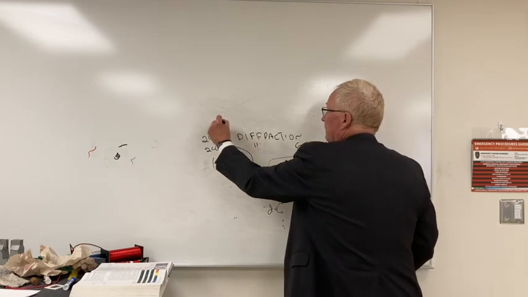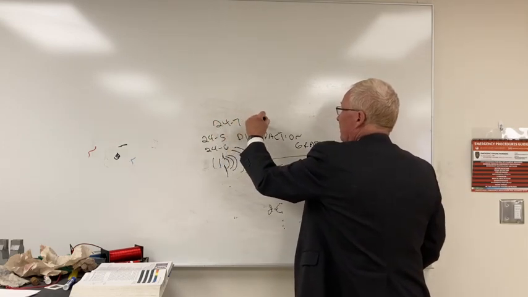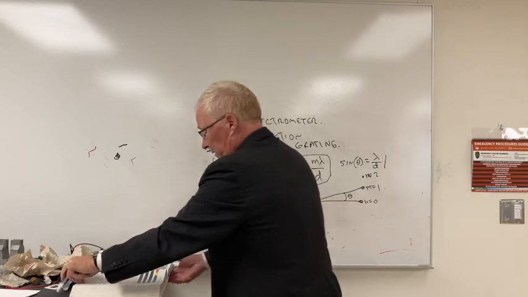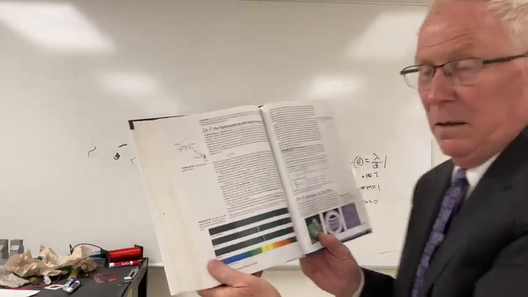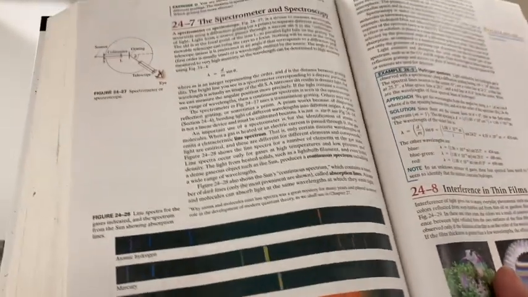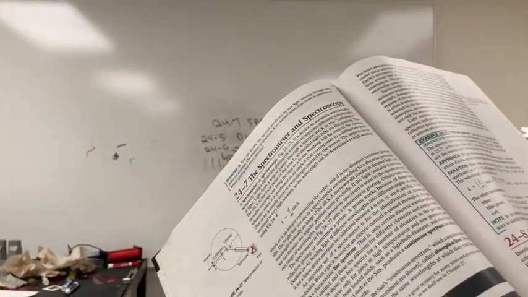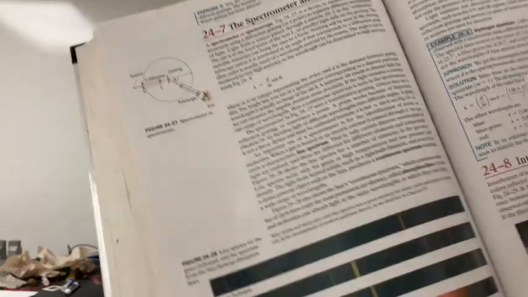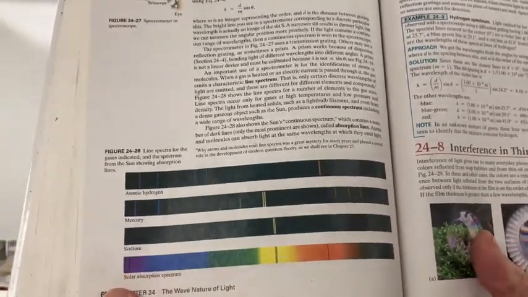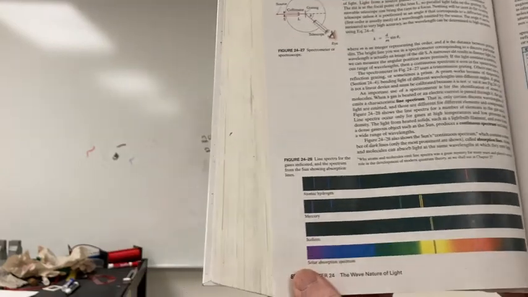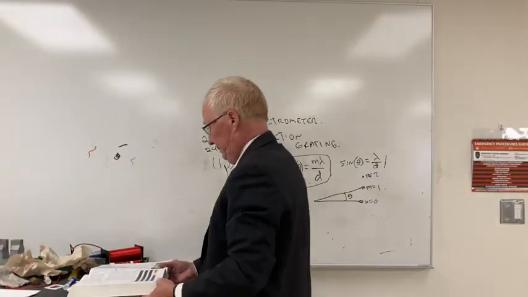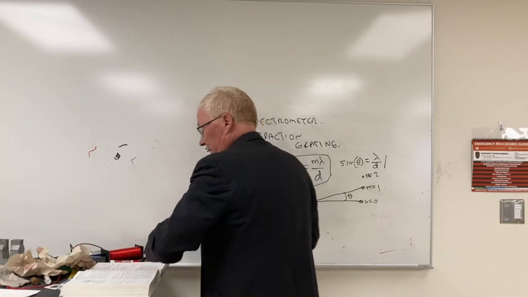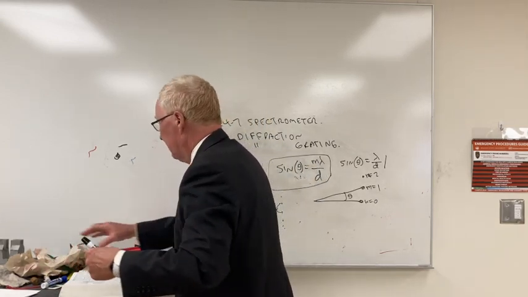So 24.7 is the spectrometer. And this is related to the fact that you have light spectrums of color, this is based on the lab we had there. Right, and so you get the colors using the spectrometer, which uses a diffraction grating. So that's it there. And then the last section we're covering.